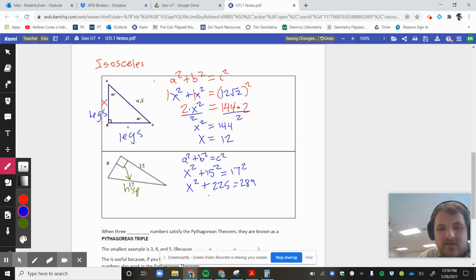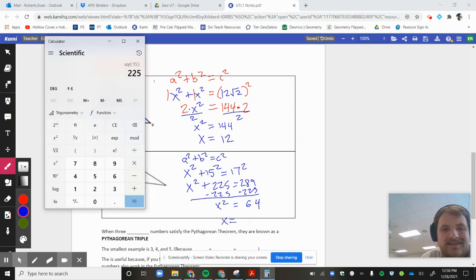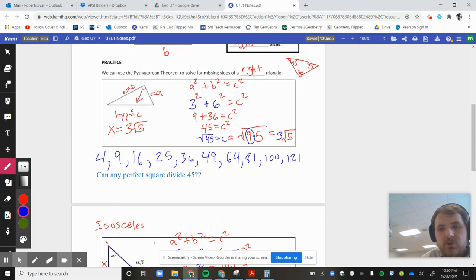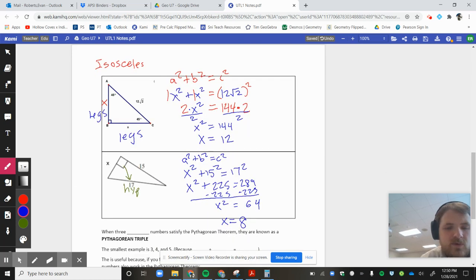Alrighty. So that gives me x squared equals, I've got to subtract 225 from both sides. And I get x squared equals 64. Taking the square root of both sides, use your calculator. Why would you not? Obviously, it's helpful if we memorize, but we've got a calculator always with us. So that gives me an 8. So none of that wild 3 radical 5 stuff happening. Pretty simple one this time.